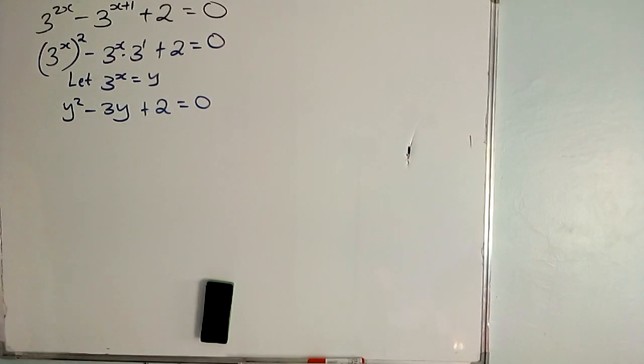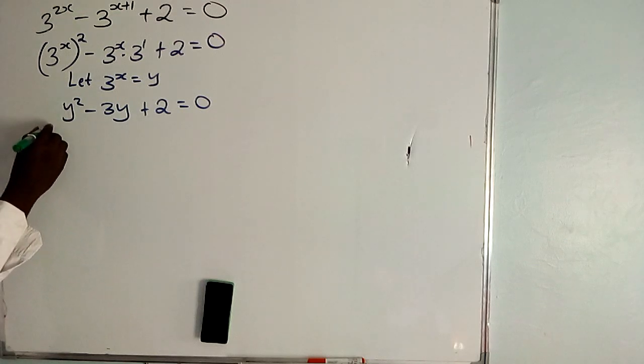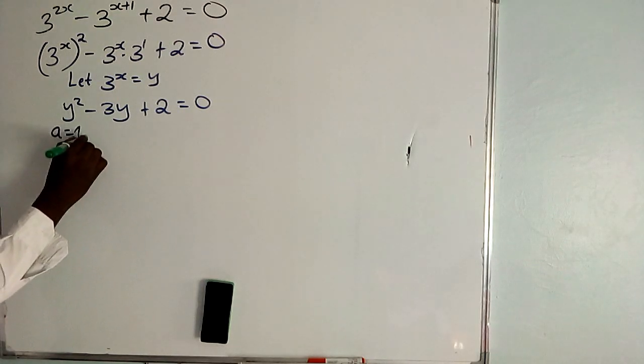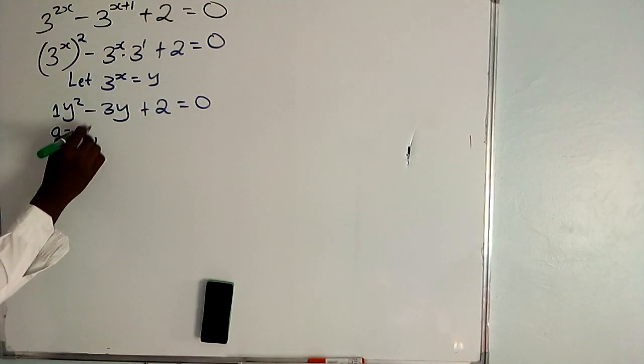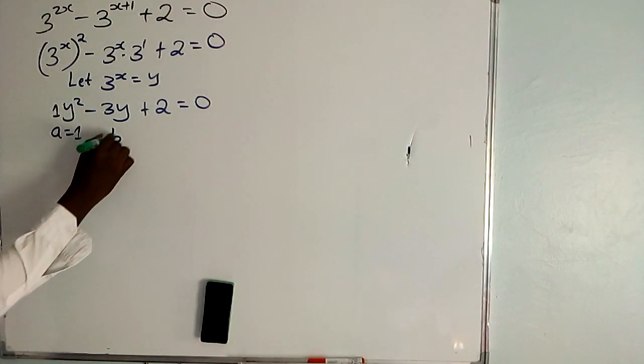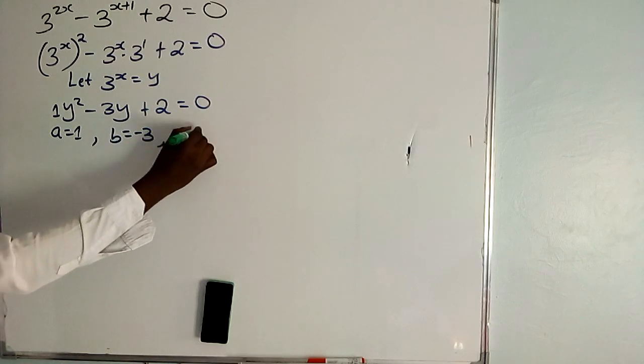So you let 3 raised to power x be y. Where there is 3 raised to power x, you put y. So we have y squared minus 3y plus 2 is equal to 0. Then from there you can now see the coefficients. It is a standard quadratic equation, ay squared plus by plus c is equal to 0. So that implies a is 1, b is negative 3, and c is 2.